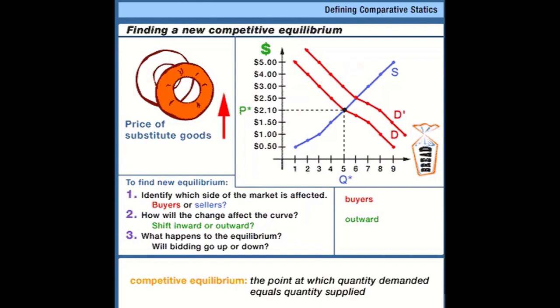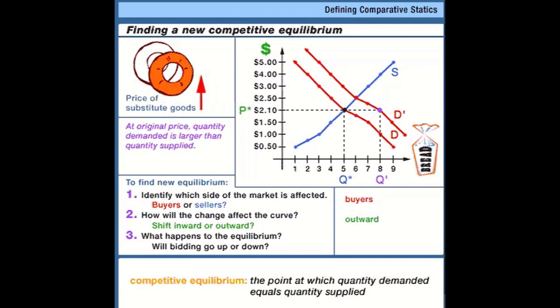Next thing you want to notice is, at the original price for bread, say $2.10 per loaf, the quantity of bread demanded is now larger than the quantity supplied. The quantity supplied hasn't changed because at a price of $2.10, we would still be at this particular point on the blue curve, still with, say, 5 loaves of bread supplied each week. However, with the increase in the price of bagels, the quantity demanded has increased to a new point over here on this new red curve. The old red curve doesn't apply anymore because of a change in the environment.